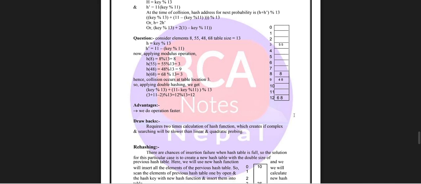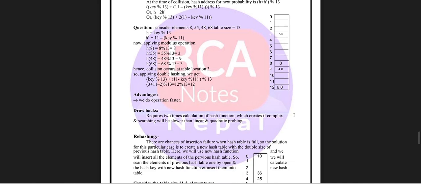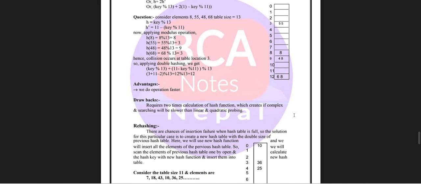Advantage: we do the operation faster. Drawbacks: it requires two calculations of the hash function, which creates complexity, and the searching will be slower than linear and quadratic probing.